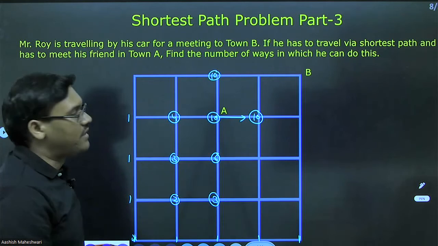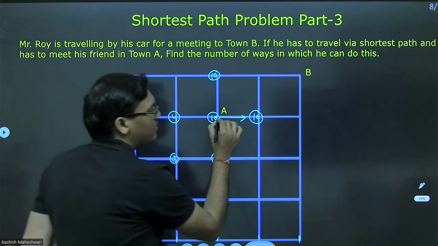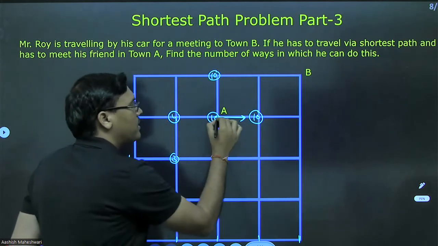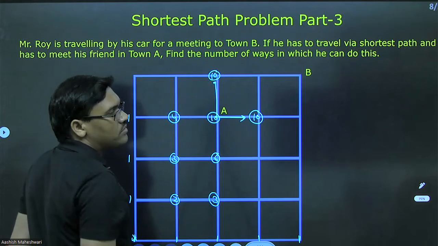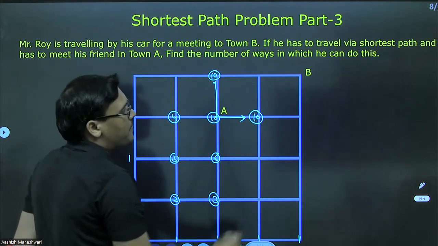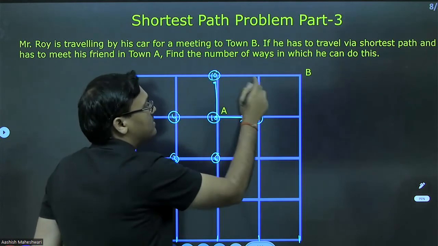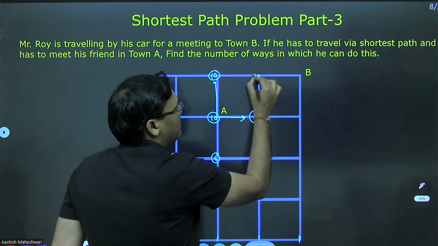This is the tricky part, right? Because this is the only way he has to move. This is the only way he has to move from here to here. So the path will not change here, right? So the total number of ways in which he can reach this point will be 20.